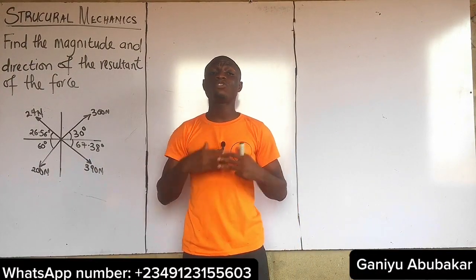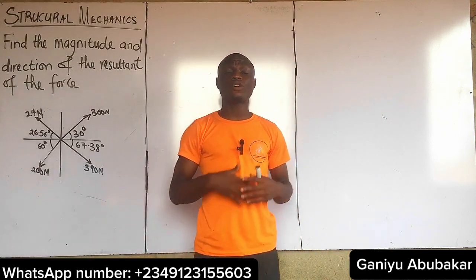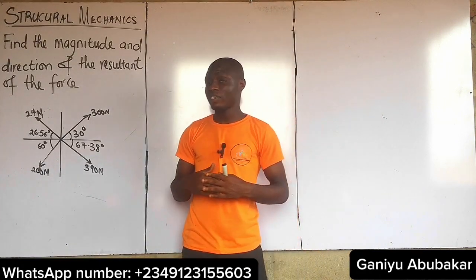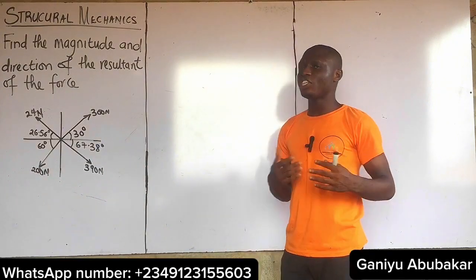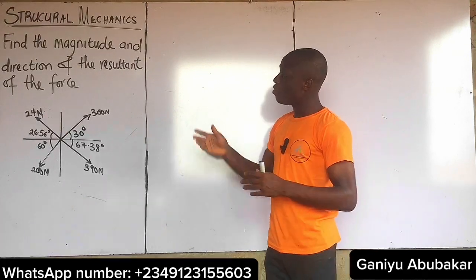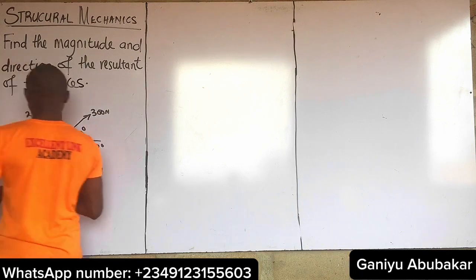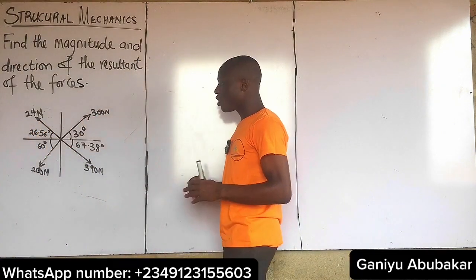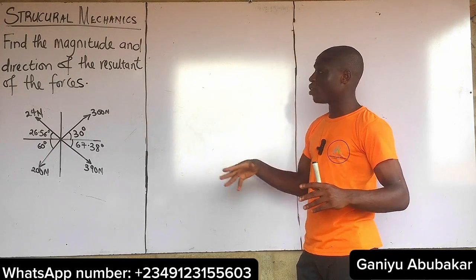For today, we're trying to find the resultant of concurrent coplanar forces, right? So the question says, find the magnitude and direction of the resultant of the forces. So I'm having these concurrent coplanar forces. How do you solve this? How do you find the magnitude and direction of this?